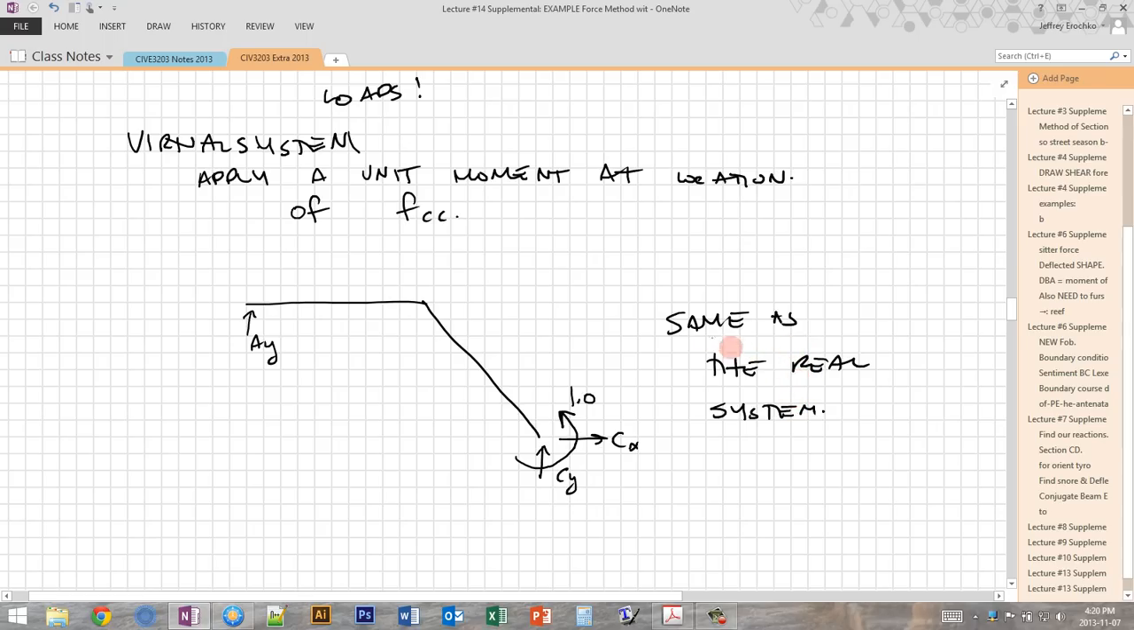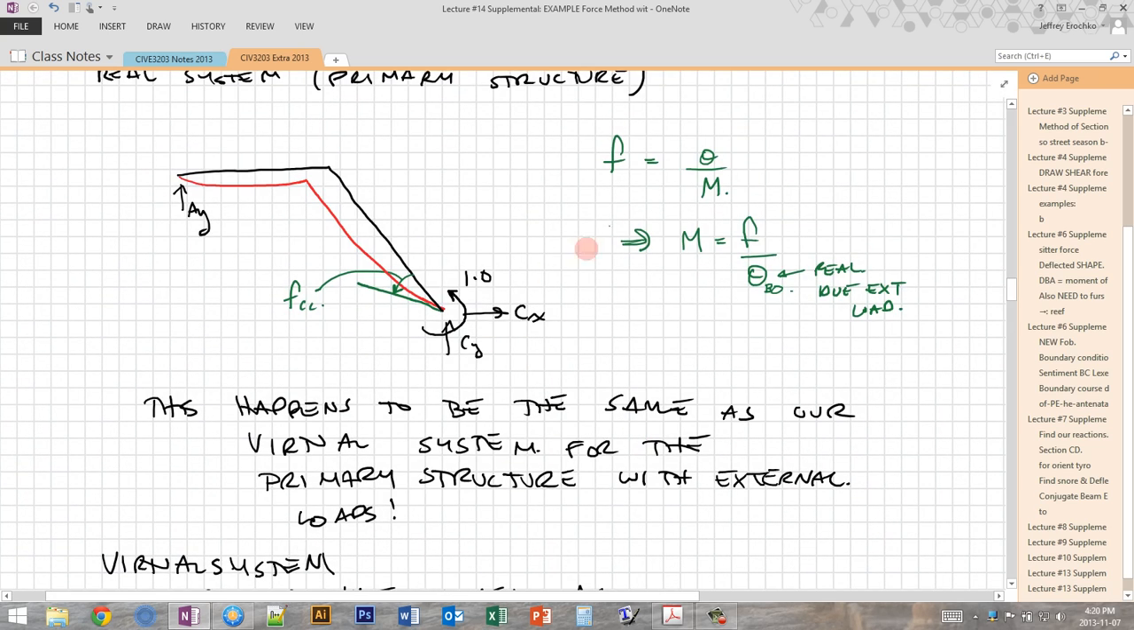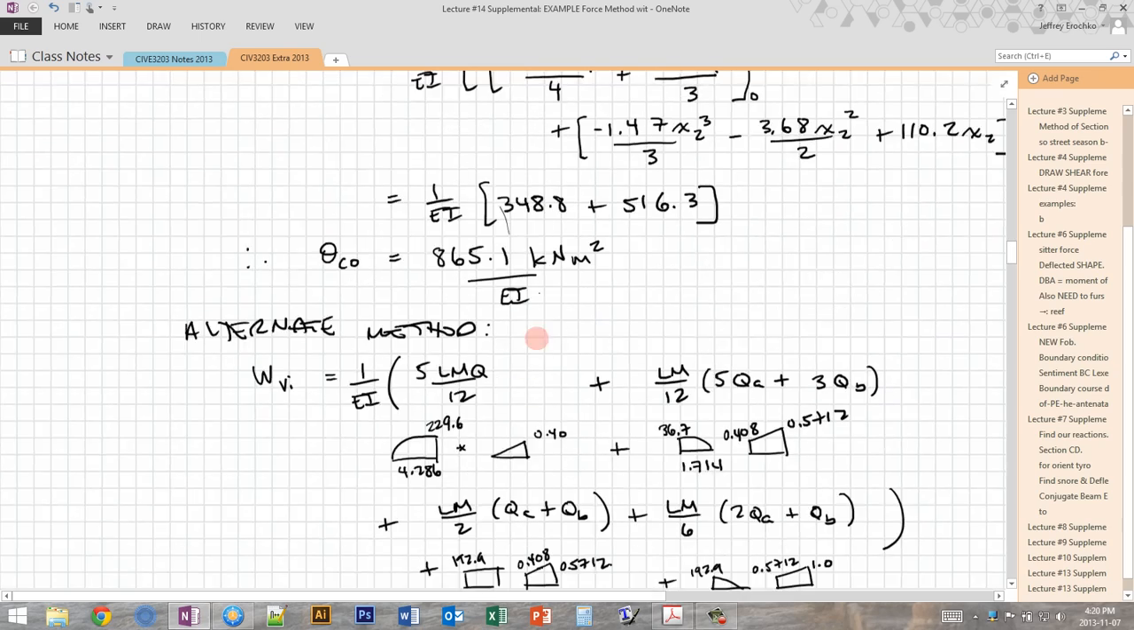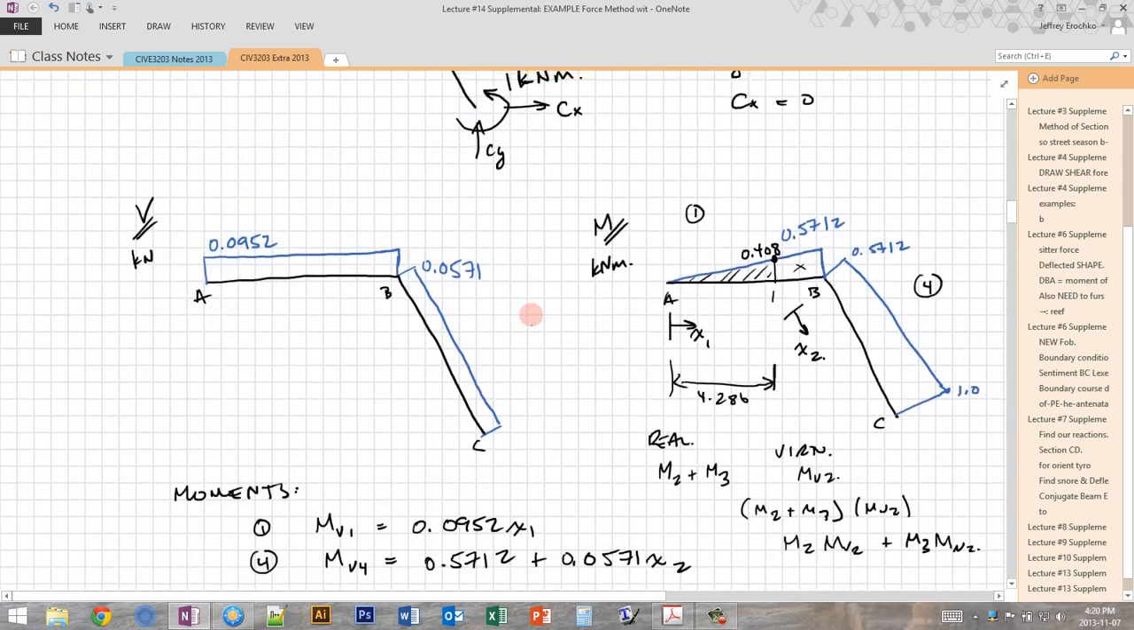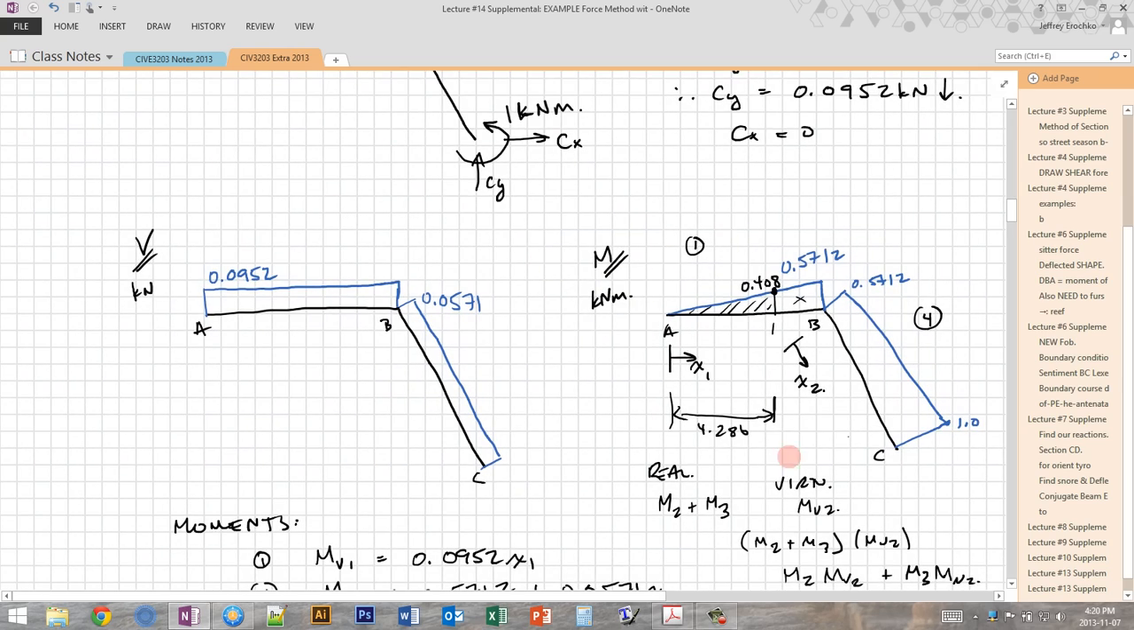So now we actually have three systems which are the same: the real and virtual systems for finding the effect of the redundant, and the virtual system for finding the effect of the external load. These are all the same, and they all have this same moment diagram here.